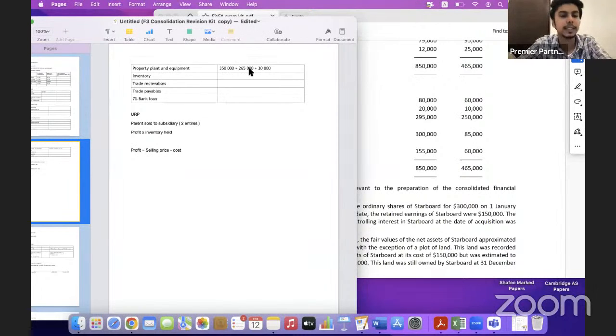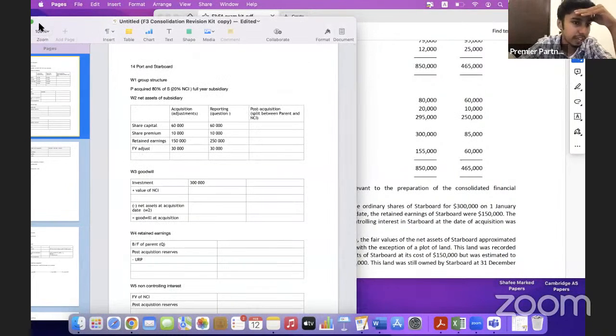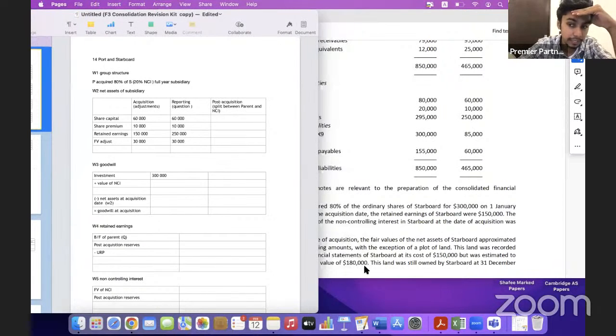Parent answer plus the subsidiary answer, and then you will be able to, guys, get the final value. This is how, guys, I do my fair value adjustment. So first I get my answer. I write it in the acquisition column and the reporting column. It happened on this date.